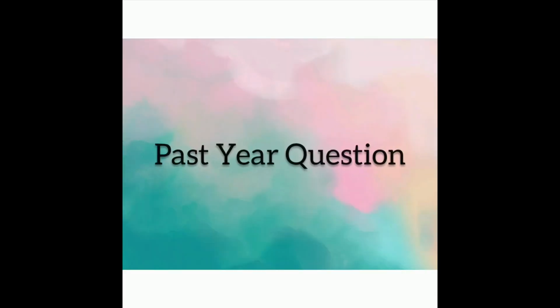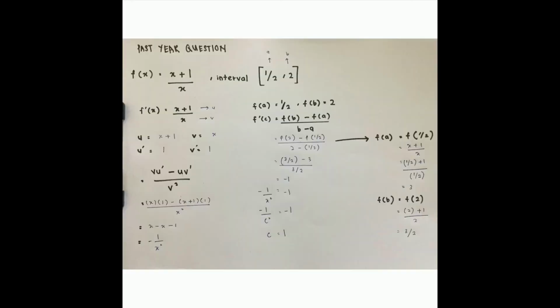Now, let's look at the example of a past year question. It was given the function f(x) is equal to x plus 1 over x, and the interval value is 1 over 2 and 2. First, you need to find the f prime x. In this question, f prime x is equal to -1 over x squared. You can get the f prime x by using the rule that was shown in the example.